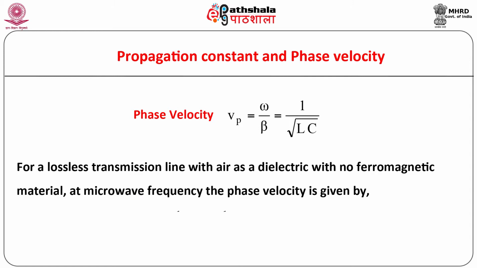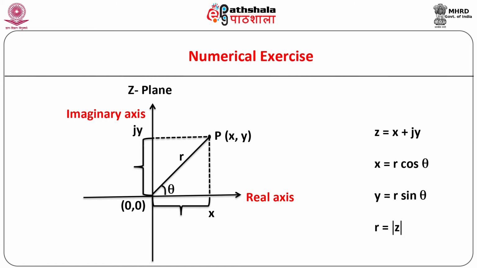For a lossless transmission line with air as a dielectric with no ferromagnetic material, at microwave frequency, the phase velocity is given by Vp is equal to 1 upon under root LC, that is 1 upon under root mu 0 epsilon 0, which comes out to be 3 into 10 raised to 8 meters per second. For solving transmission line problems, one must know how to evaluate the mathematical quantities using complex algebra. Let us revise some basic things before we proceed for computing various quantities in transmission line problems.